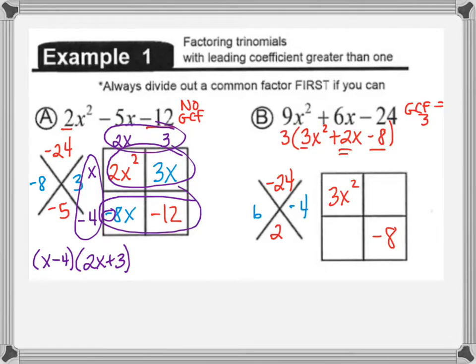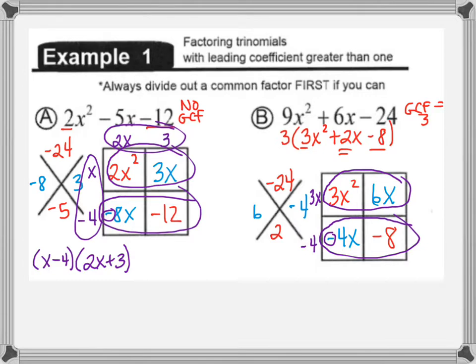6 and negative 4. 6 times negative 4 is negative 24. 6 plus negative 4 is positive 2. I'm going to fill in my box with those terms with x's. I'm going to put my 6x here and my negative 4x here. But again, if you swap them, you would get the same final answer. Looking at my first row, looking for a GCF, 3 and 6, I can factor out a 3, and they both have an x. So 3x is my GCF. In my bottom row, 4 and 8, I can factor 4 out of both. My left term is negative, so I will factor out a negative 4.